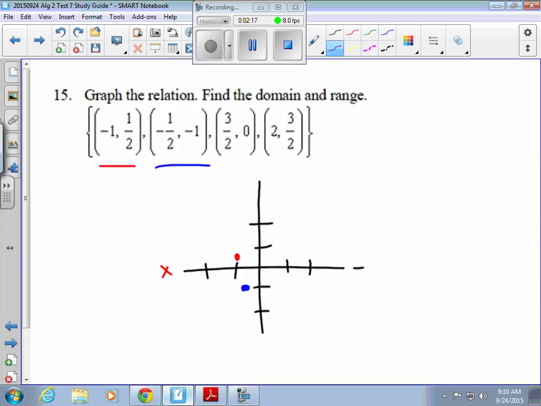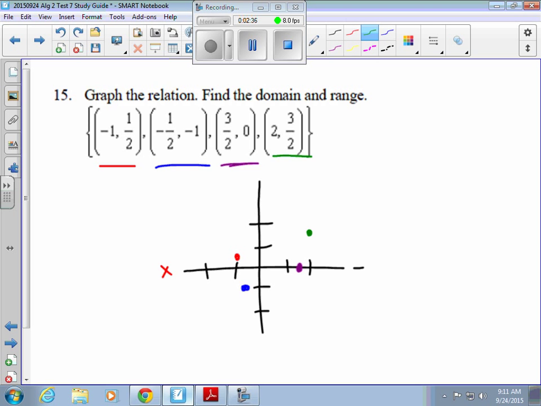The next one, 3 over 2, 0 is the same thing as 1 1/2, 0. So 1 1/2 would be about right there. And then the last one, 2, 3 over 2 is the same thing as 2, 1 1/2. So 2, and then 1 1/2 would be right there. So that's what the graph would look like, something like that.